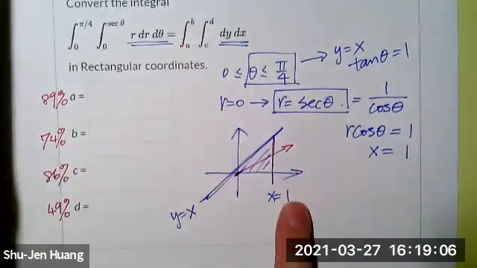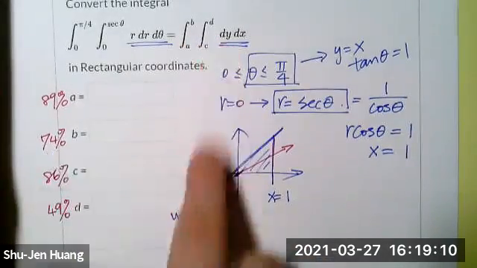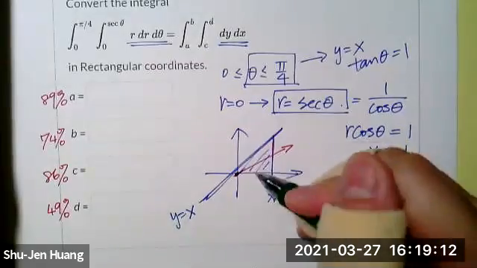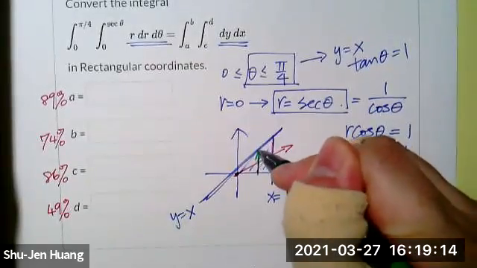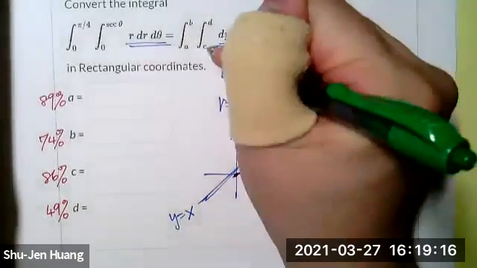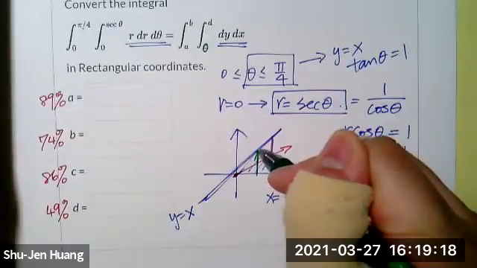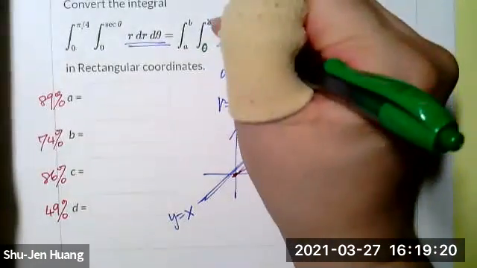Now we're going to write this in rectangular coordinates, and we want to do dy first. When we do dy first, we're going to draw a line in the y direction. y is from 0 until it touches the line y equal to x.